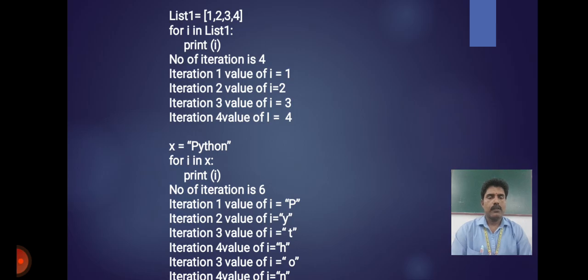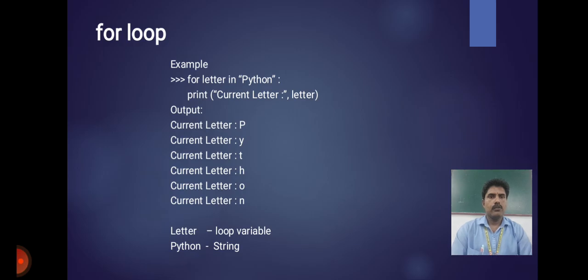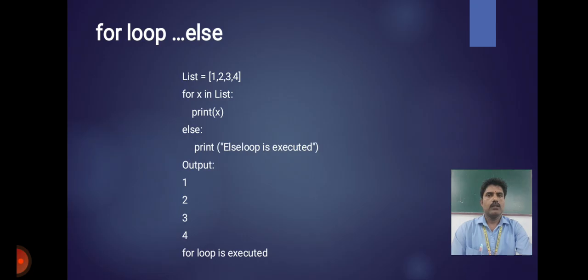Similarly, in another program we are going to store x equal to Python as a string. So for i in x, print i. The values are printed as Python. Another example: for letter in Python, similarly instead of i we are going to store letter. So letter is the loop variable and Python is the string. Another statement is the for loop with else. So list 1, 2, 3, 4, for x in list print x, else print that the else block is executed.